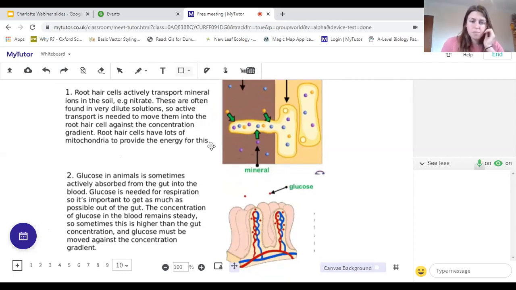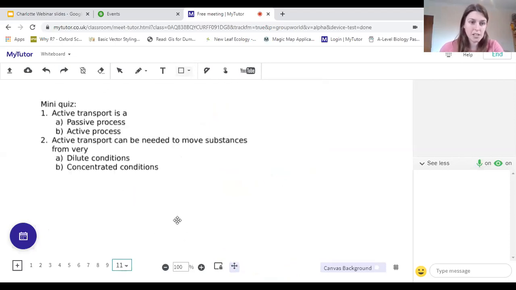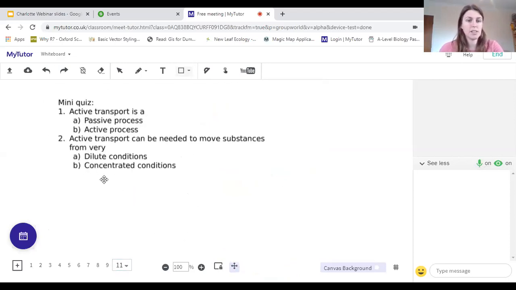Okay, that's all you need to know about active transport for now. Mini quiz, last mini quiz, and then we'll do another round of questions again. So question 1 in the mini quiz, if you're ready on the chat function, is active transport A, a passive process, or B, an active process? Type A or B.